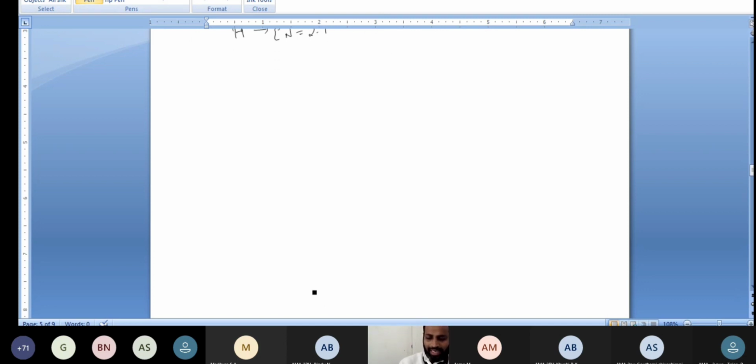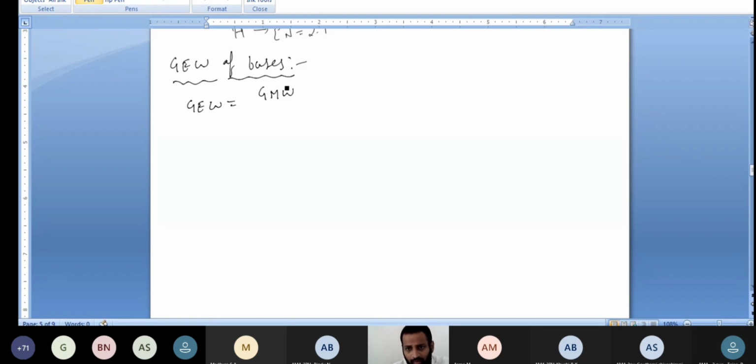Okay. Next we have electronegativity values. Please go through that. And gram equivalent weight of bases. So if you see gram equivalent weight of base, I said in previous also, gram equivalent weight of base is equal to gram molecular weight by acidity.